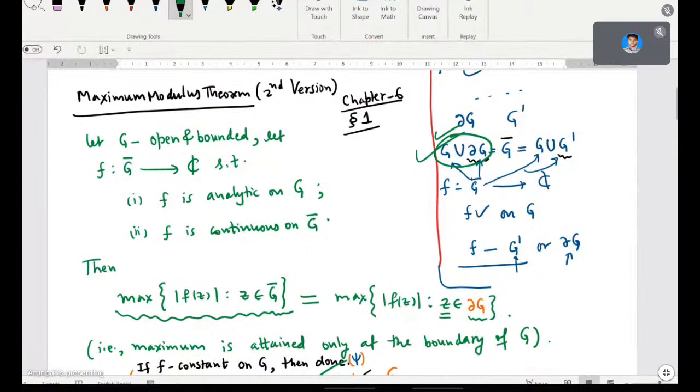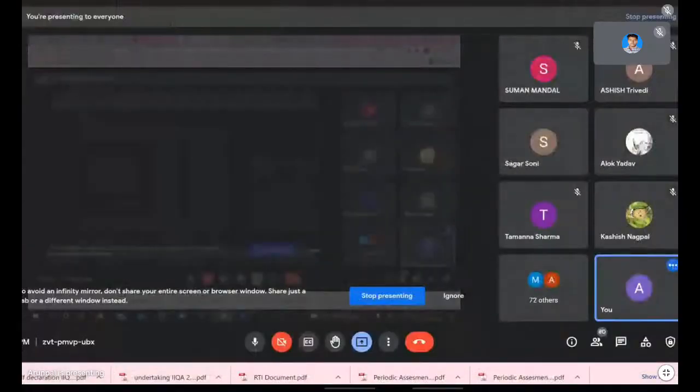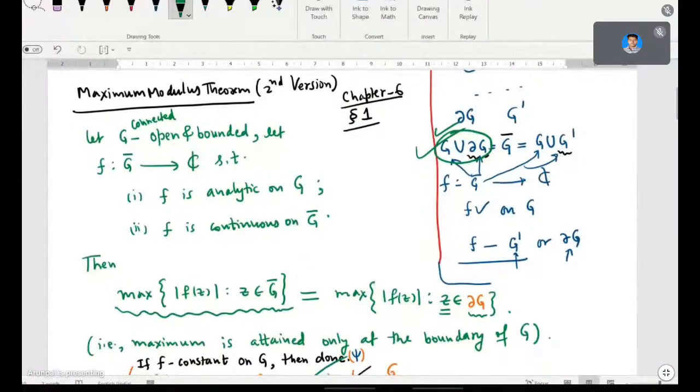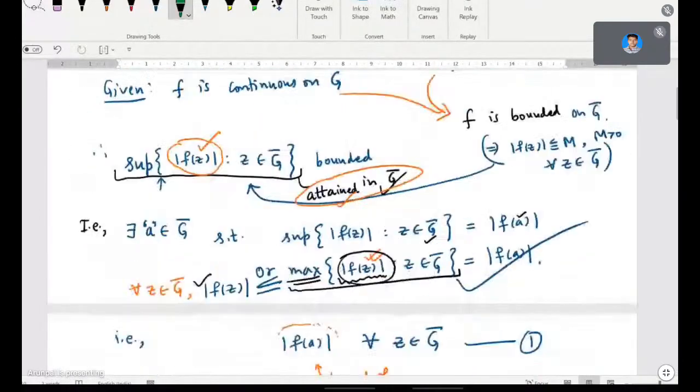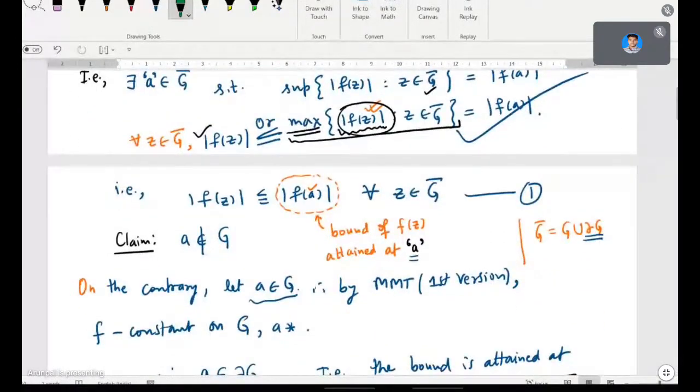At least apparently I don't see where I will draw the connectedness from. So I am adding connectedness. Thank you. Who pointed it out? Suman Mondal. Correct. Thank you. Because if we want to apply the first version, then we should have the connectedness also.